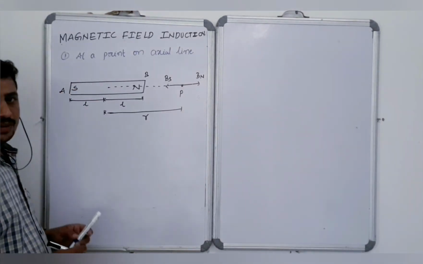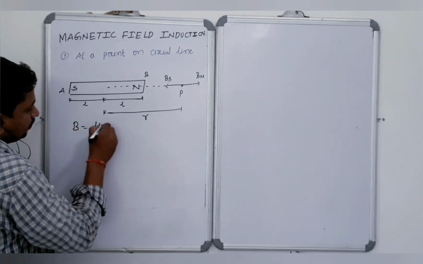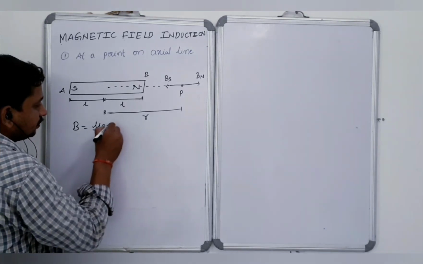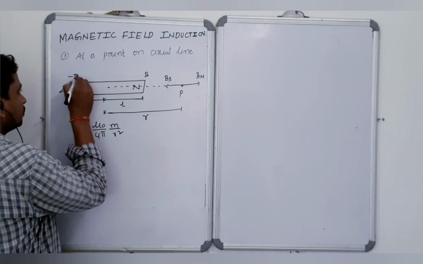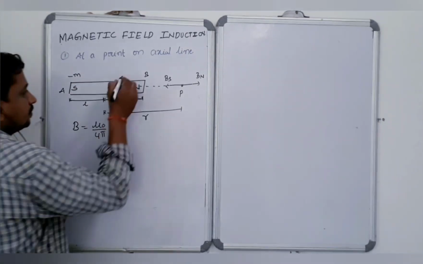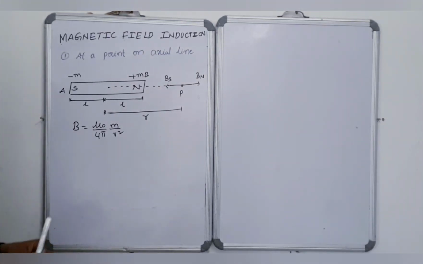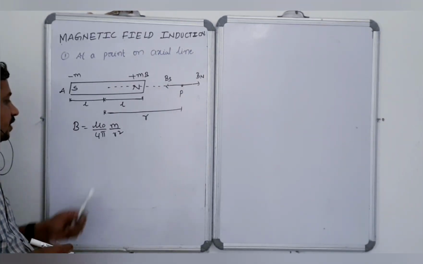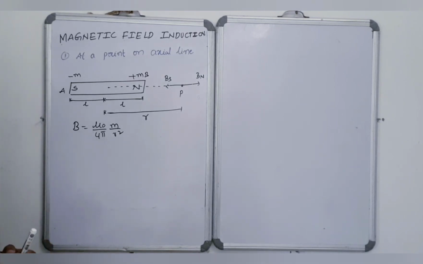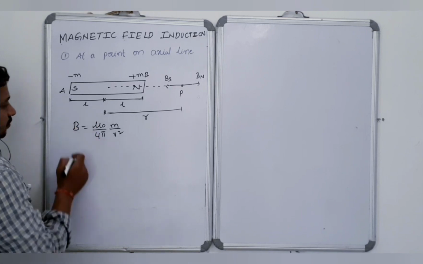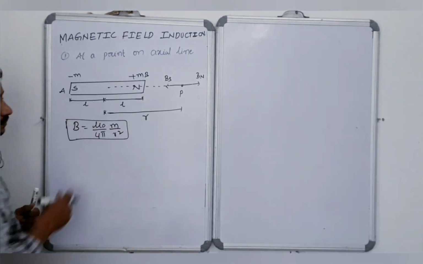Generally, we know the formula for magnetic field induction. B is equal to mu naught by 4 pi into m by d square. Suppose the pole strength of the south pole is minus m, and here let us take the north pole as plus m. So the formula for magnetic field induction is B is equal to mu naught by 4 pi into m by r square. This is the general formula to find the magnetic field induction.